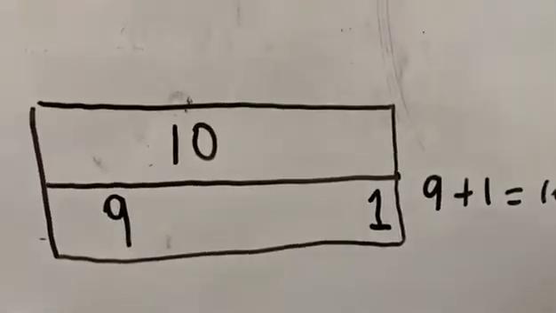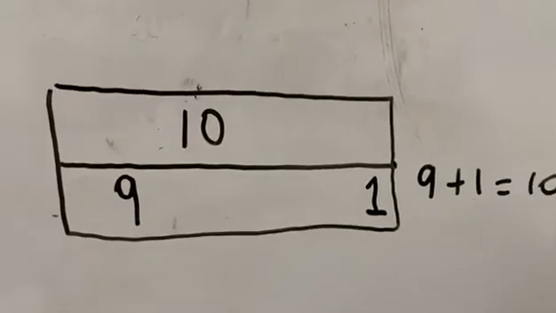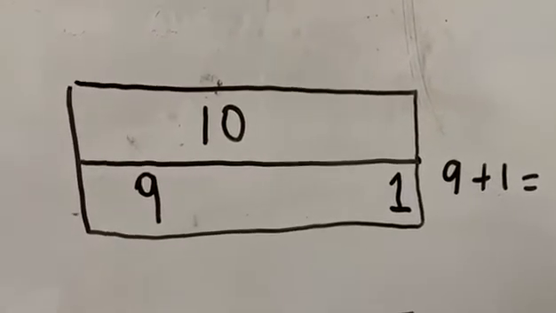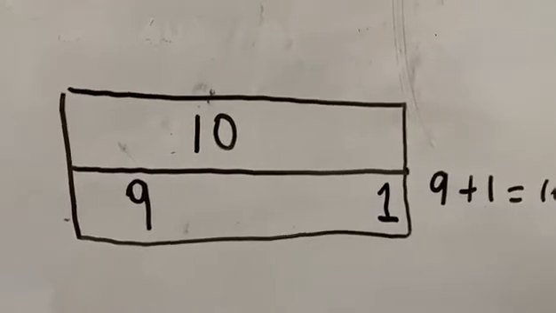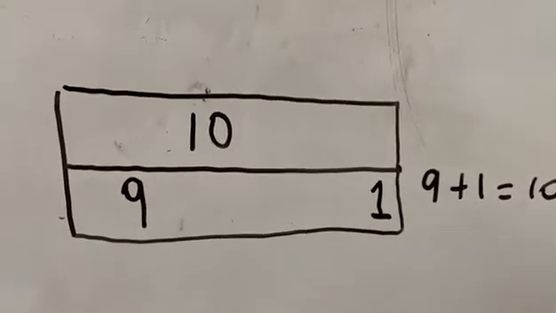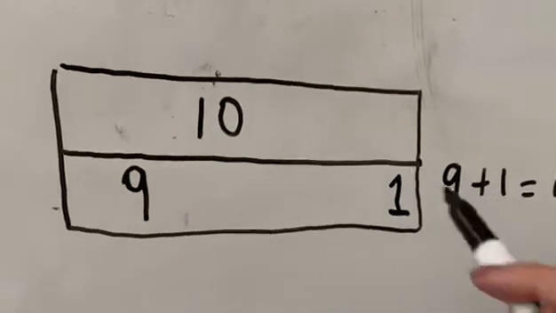For my next bar model, I've got the number sentence 9 plus 1 equals 10. This is another number bond to 10. Again, I haven't drawn the line to separate my bars. Now 9 in comparison to 1 is much, much larger. So 9 needs to have a larger bar. 1 is very small, so it can have a smaller bar.